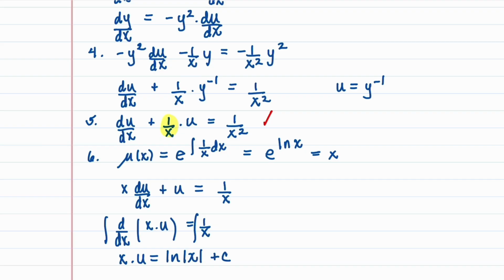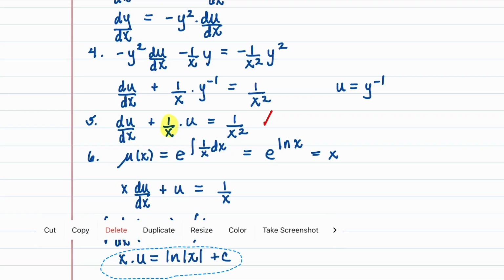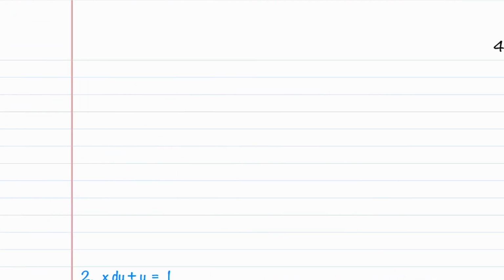I think we're going to need more space, so let's take this and bring this over to the next page. Now we want to solve for u. So we have u is equal to the natural log absolute x plus our arbitrary constant, and we divide that by x. Now we're all set to make our substitution and put our solution back in terms of y.